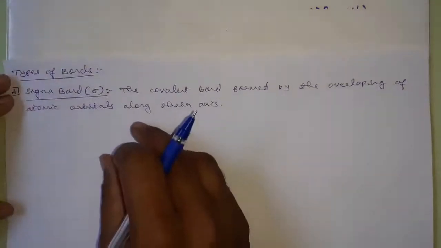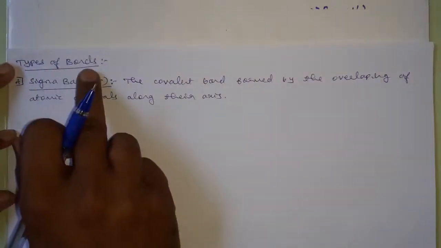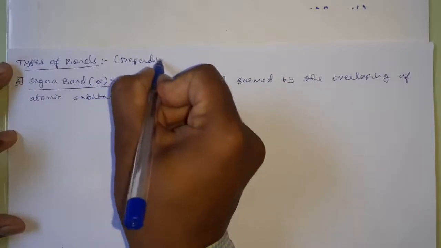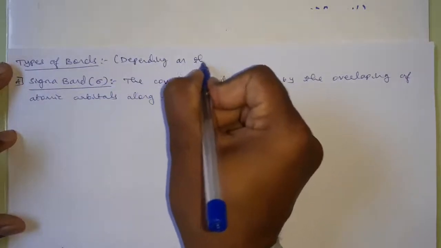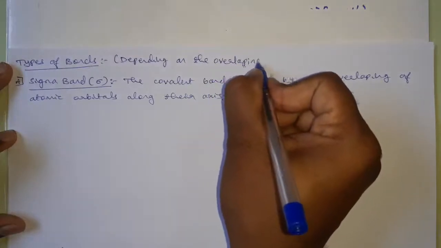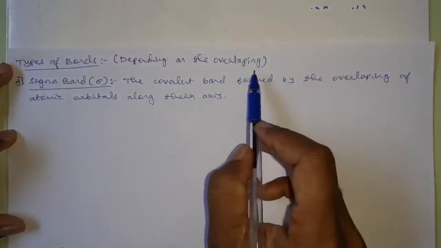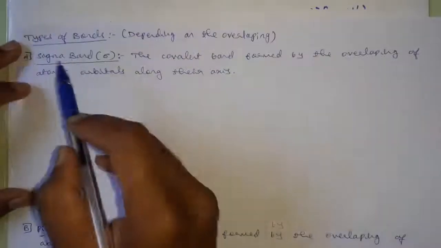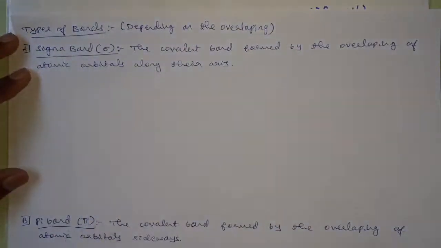And now we have to discuss the types of bonds, which depend on the type of overlapping. Depending on the type of overlapping, these covalent bonds are classified as sigma bonds and pi bonds.